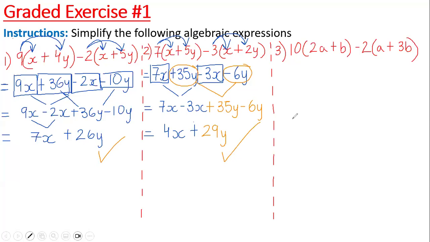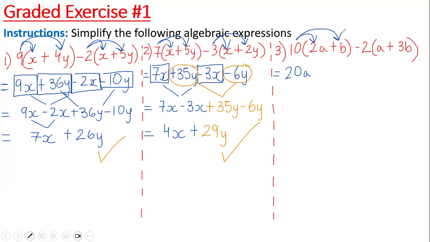Now, let's do number 3. Any brave soul want to help me with number 3? Go ahead, Caleb. Okay, I think you multiply 10 by 2a, that gives us what? 20a. Very good. Okay, good. What else we have?